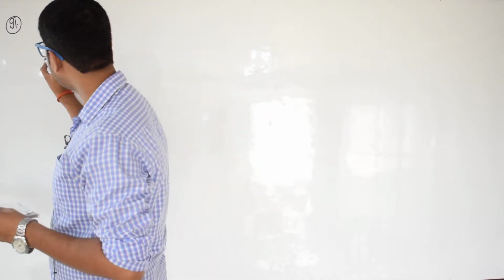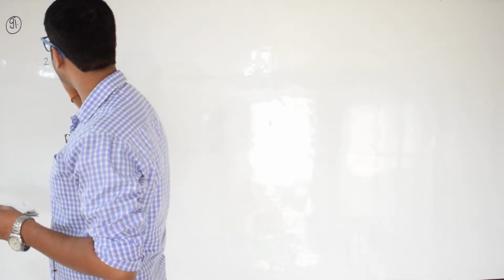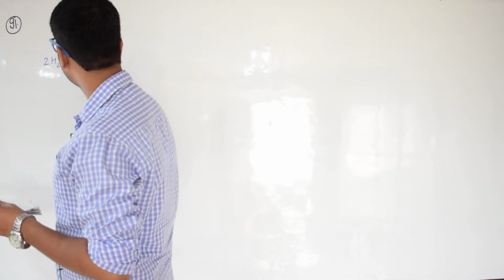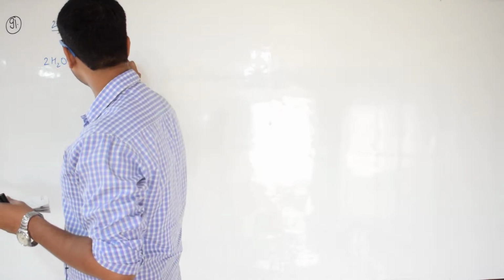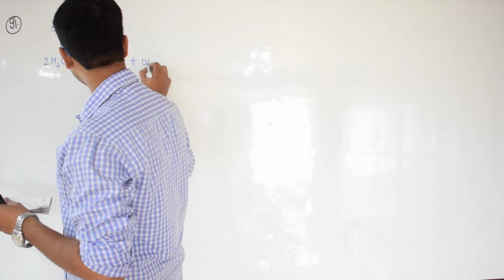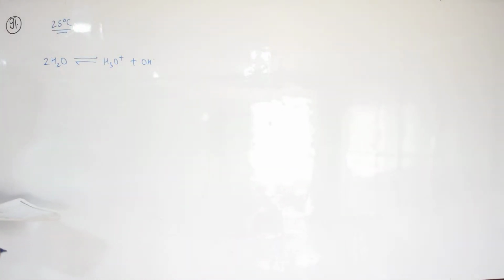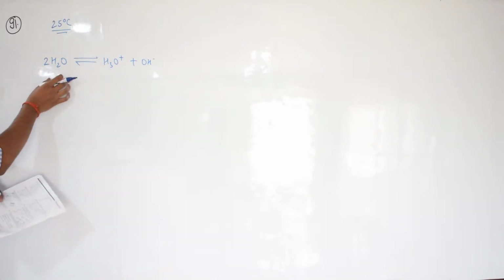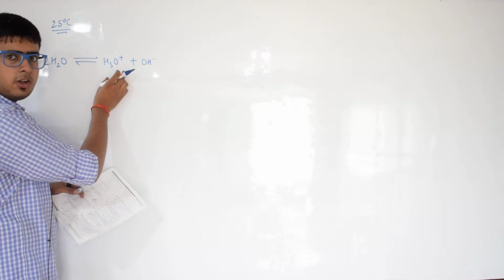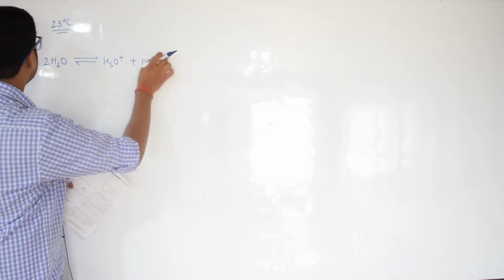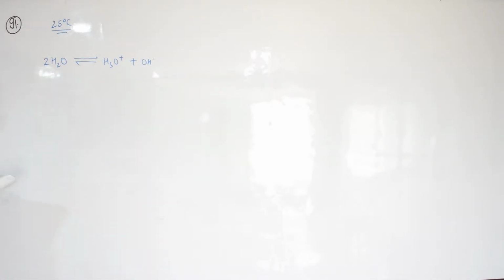So, we know that water undergoes self ionization or auto ionization to form a molecule of hydronium ion and a molecule of OH minus ion. This is the auto ionization of water, where two molecules of H2O undergo dissociation to form a hydronium ion and hydroxyl ion. Now, we have to calculate the dissociation constant of water.